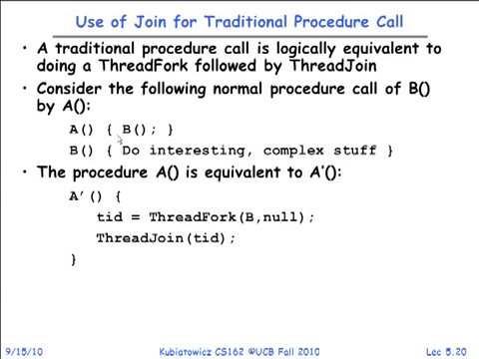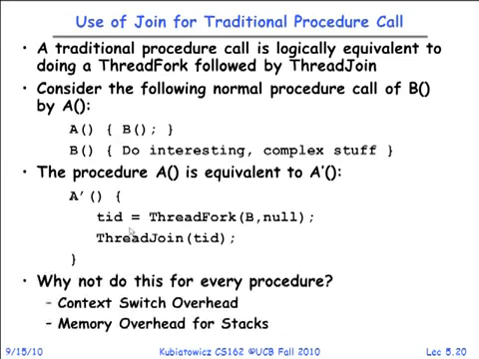It's just too much work. Normally what happens is you use this kind of thing where the parent continues to compute something here while B is computing in parallel, and then we join at the end. That would be why you do this. So you do this to put something in the middle there, right? And context switch overhead, memory overhead for stacks, all that sort of stuff is a reason you wouldn't do this for every procedure. Yeah, question?